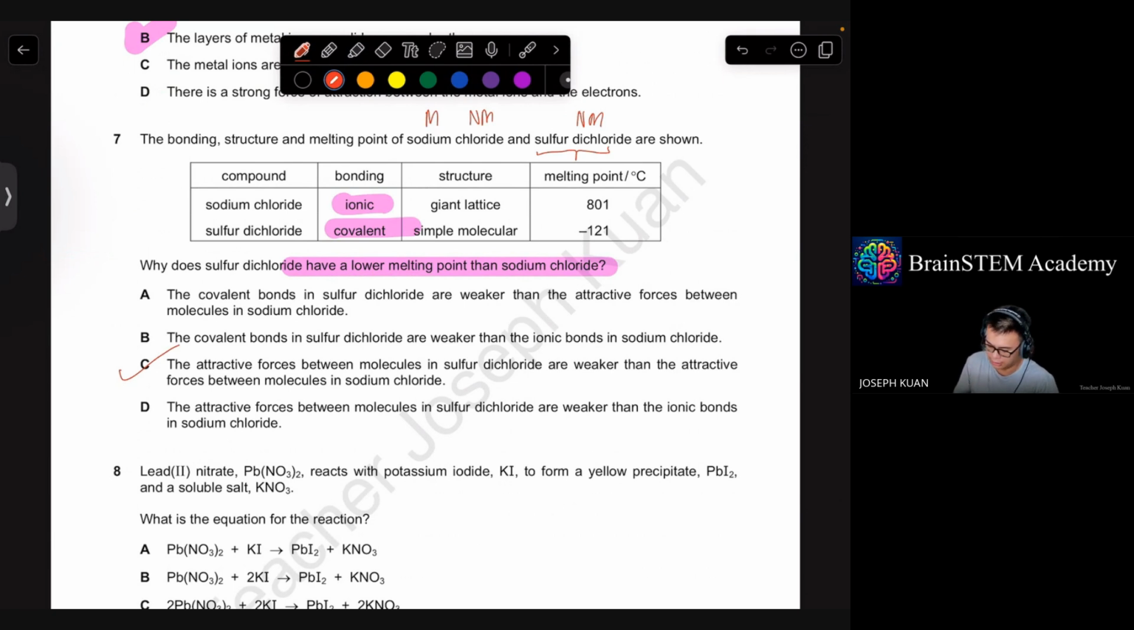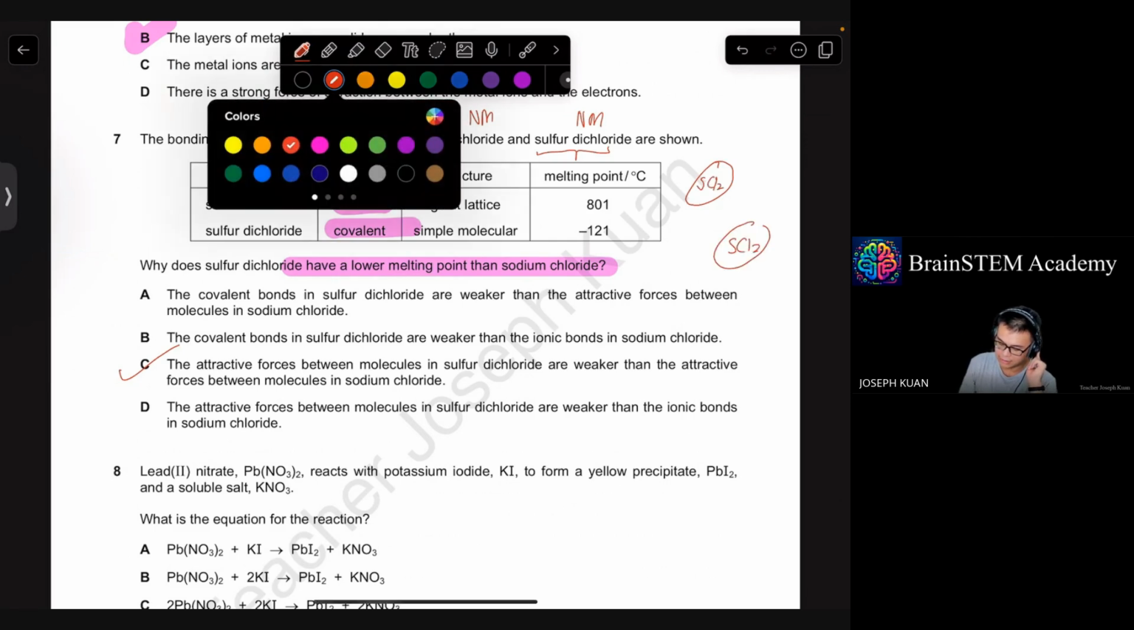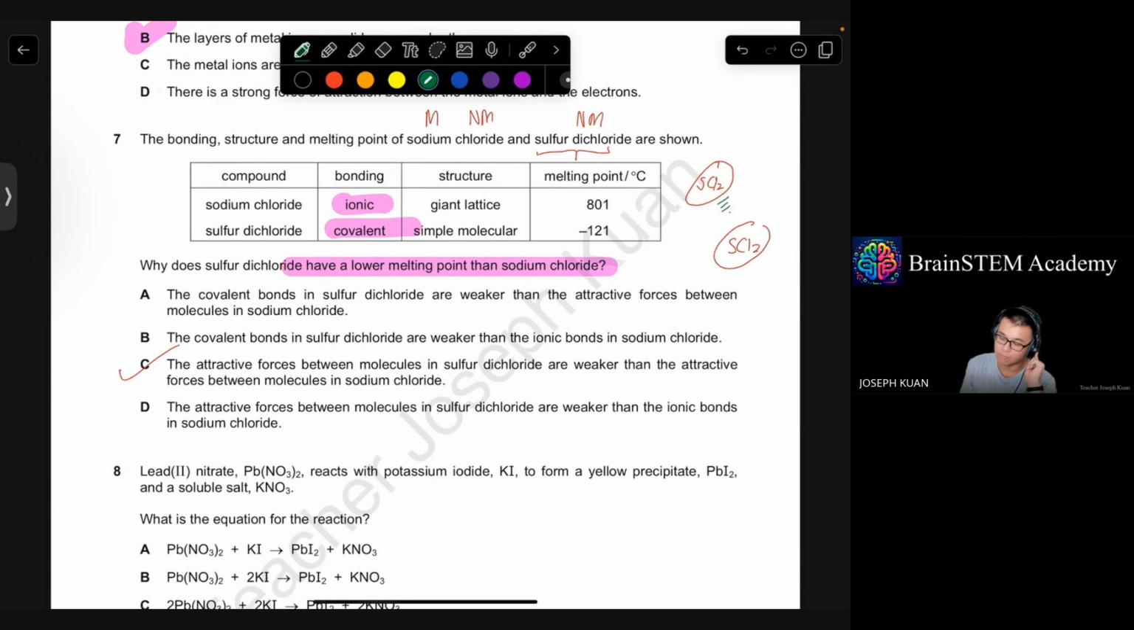Many students thought that it's actually weak. No, that's not the case. Right? Actually, the weak forces that are found in molecules are between the molecules, not within the molecule. Right? So just imagine this is sulfur dichloride. All right, it's actually between the molecules. This is the weak force that is found between molecules. All right, so a misconception is B.